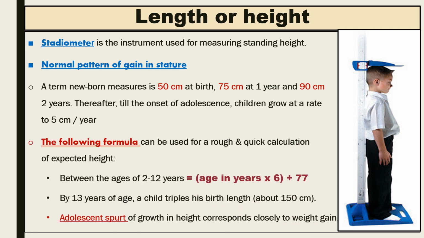There is also a formula for calculating the expected height between the ages of 2 to 12 years. We multiply the age in years by 6 and add 77. By the age of 13 years, the child triples his birth length. So his birth length is 50 centimeters; he doubles it at the age of 4 years and triples it at the age of 13 years. There is also the adolescent spurt, and this happens in girls at the onset of puberty, at the start of breast development. But in boys, the adolescent spurt takes place at the age of 14.